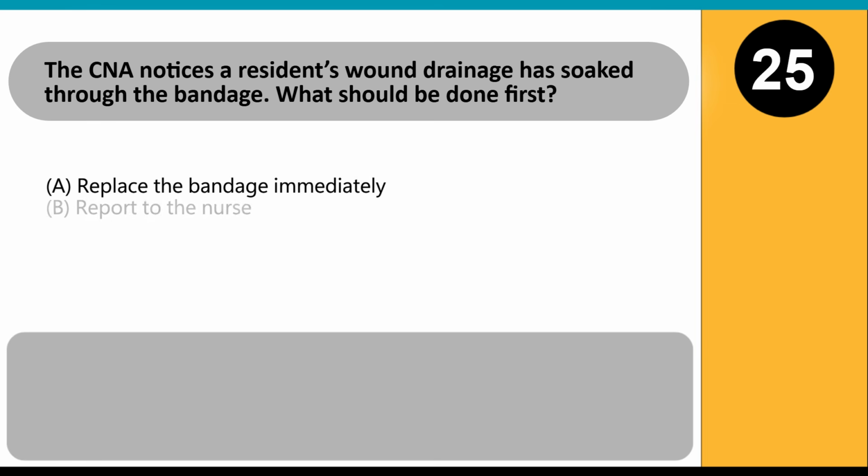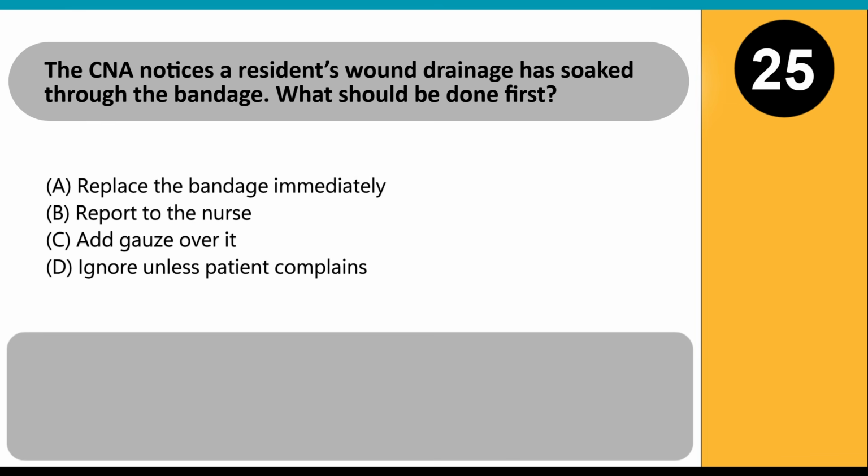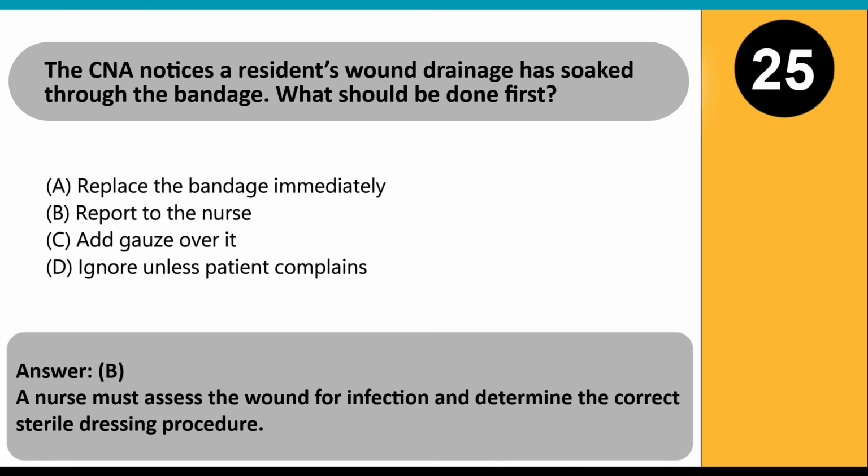The CNA notices a resident's wound drainage has soaked through the bandage. What should be done first? A. Replace the bandage immediately. B. Report to the nurse. C. Add gauze over it. D. Ignore unless patient complains. Answer B. A nurse must assess the wound for infection and determine the correct sterile dressing procedure.